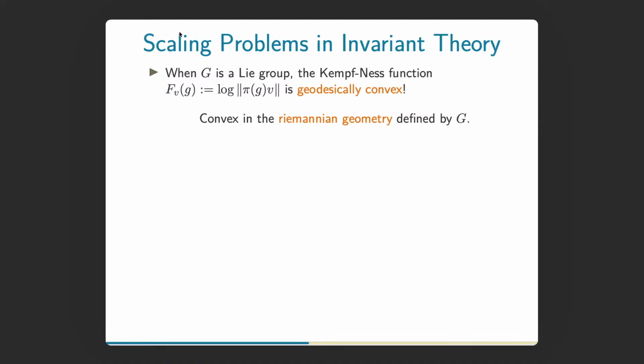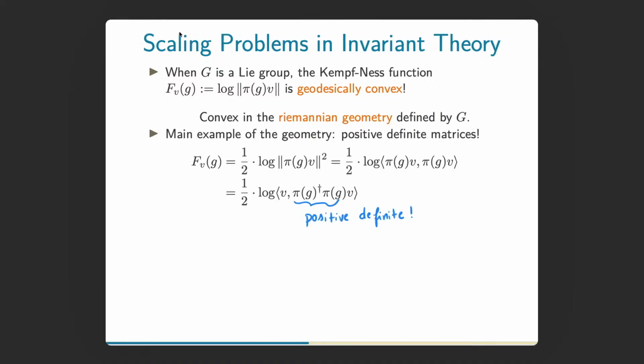We're just going to do a simple example. The main example of the geometry that we're going to talk about here is something that's very familiar and all of you know and love, which is positive definite matrices. And why is that? Because my function is the log norm, which is half of the log of the norm squared. But the norm squared is the inner product, so this becomes the adjoint, and then the adjoint times my matrix is a positive definite matrix, okay?